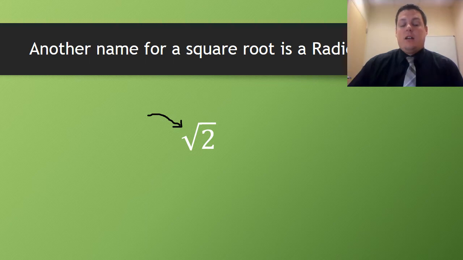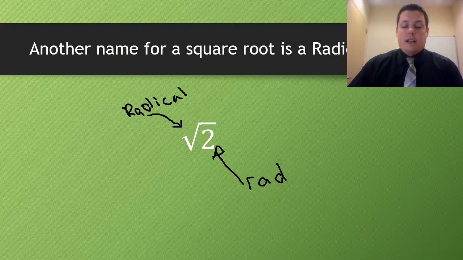So this sign here, we know of it as the square root sign, but it is also known as a radical sign. This number underneath the radical sign is referred to as the radicand. So if you ever hear me use those terms, that's what they mean. I'm not concerned if you memorize that, but hopefully you understand that those words are interchangeable.